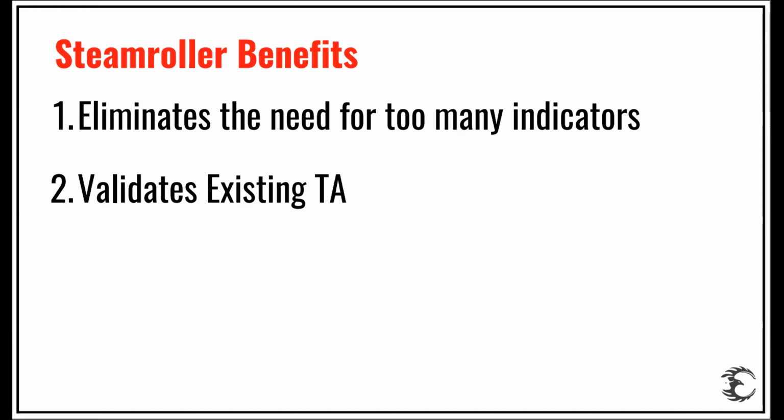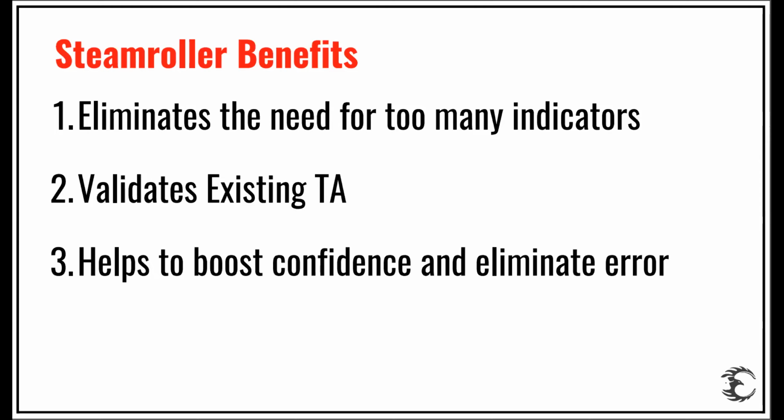Number two, it validates existing TA. Whether it be your TA or anything you've taken from the TA that we've shared over the last few years or our UTG trading strategy, you can cherry pick the best bits and apply it to your Steamroller indicator trading. Number three, it helps to boost confidence and eliminate error. Confidence, confidence, confidence. That's the biggest thing that this helps with. And lack of confidence, as I said a minute ago, is a nuke to your trading. If you can't back yourself and back your trades, you will never become a successful or profitable trader.